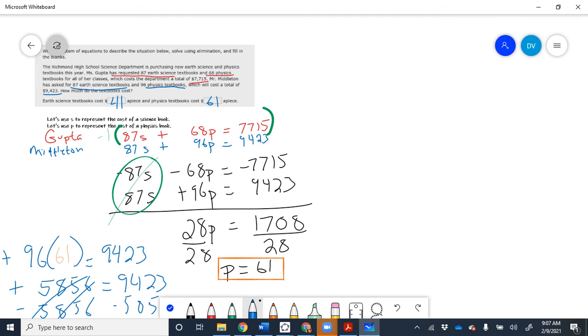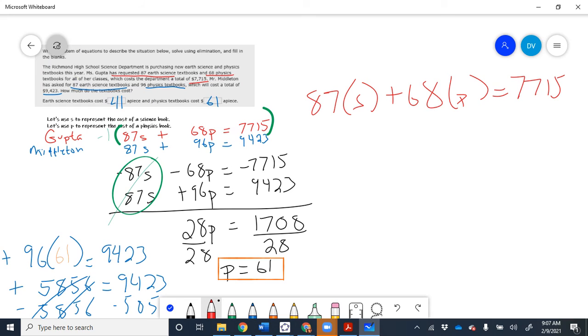So for the red equation, we should ask, I should say, 87 times S. I'm going to erase the S in a minute. Plus 68 times P. I'm going to erase that in a minute. We should get 77.15. So instead of the S, I should write, I forgot, 41, right? And instead of the P, when I erase that, I should put 61.